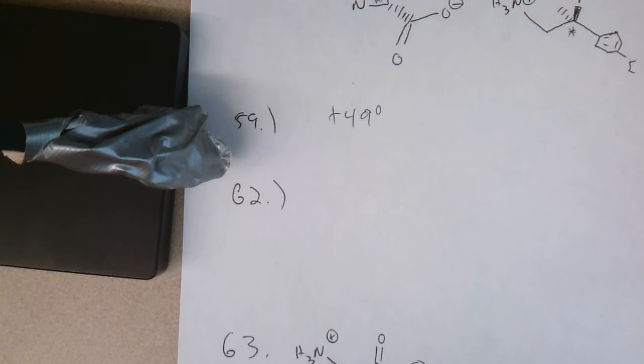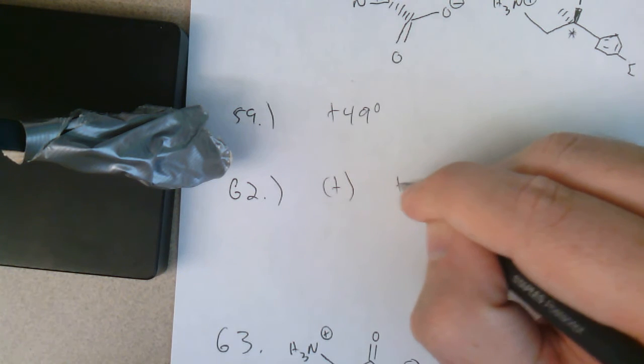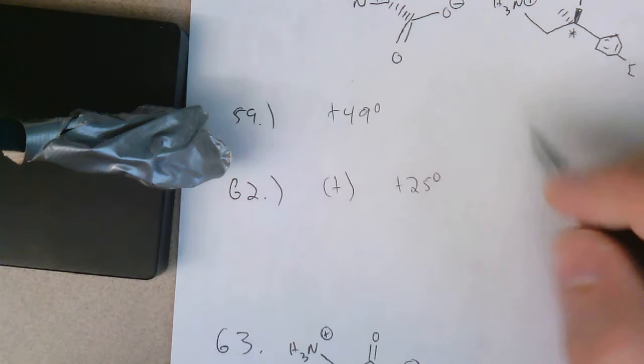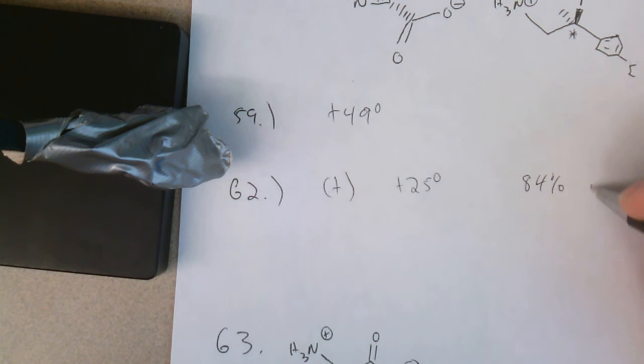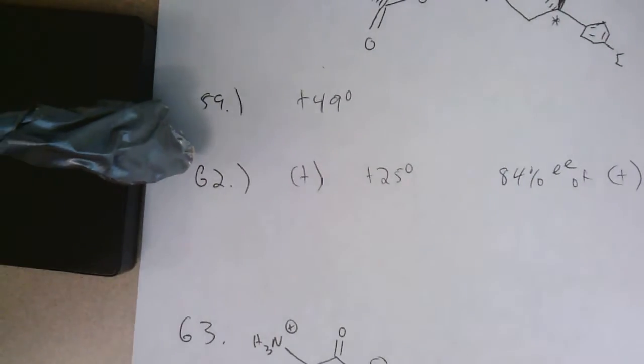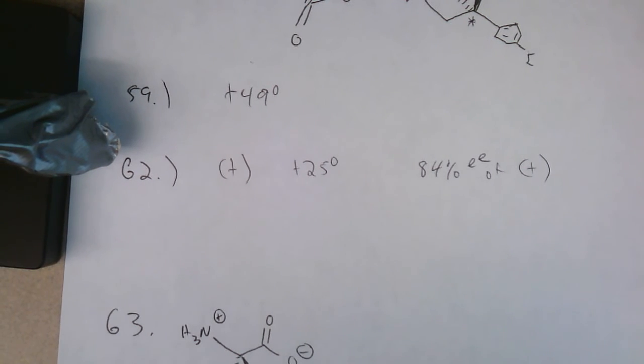Okay, what is 62 asking me? It says the plus isomer has a rotation of plus 25 degrees. And then we want to know, if we get 84% EE of the plus isomer, what is the rotation of this solution?